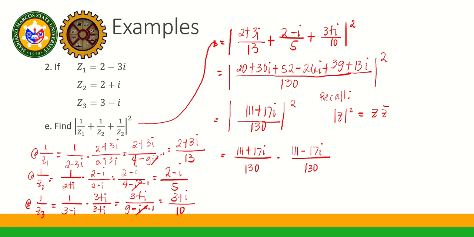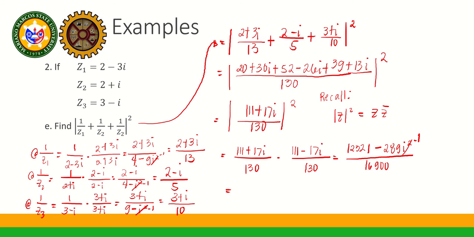So, if we try to compute for the final answer, this will be equal to 111 times 111. That is 1, 2, 3, 2, 1. And then, magka-cancel na magiging difference of 2 squares na lang siya. So, 17 squared is equal to 289. And this is negative. And don't forget si i squared. And then, 130 squared is 16,900. This will be negative 1.